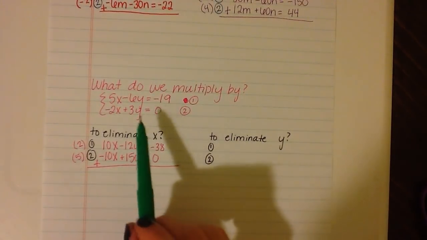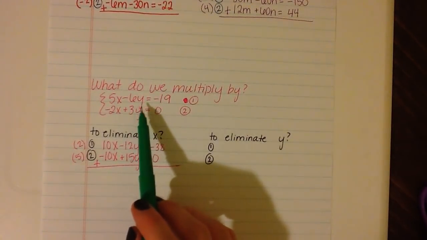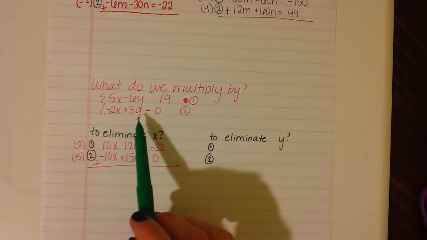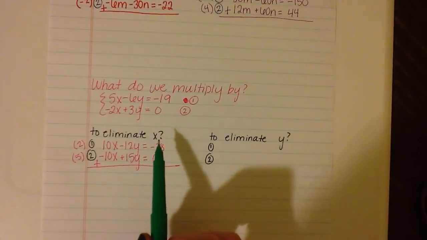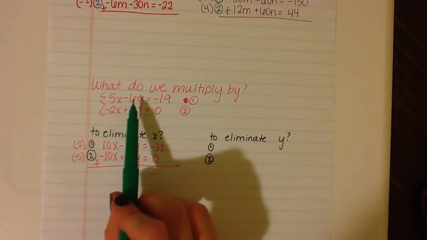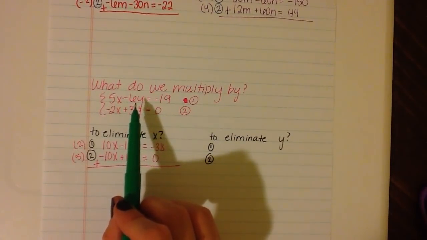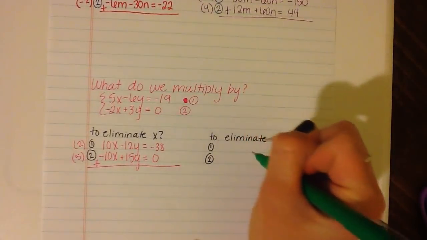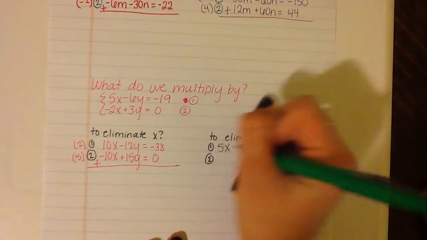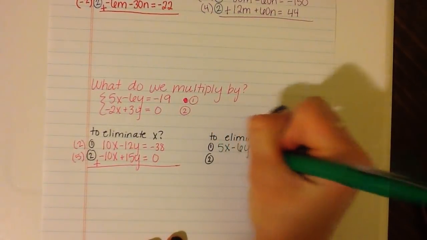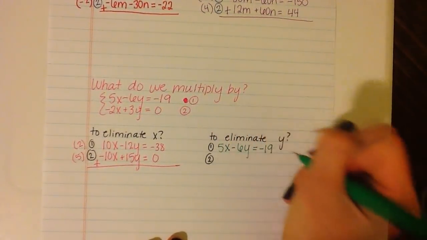Okay, so the y's. We have negative 6y and 3y. Our common multiple, let's go with 6. That will be the easiest. This is already negative 6, so let's keep it as negative 6. So the first equation, we're not going to multiply anything. We're going to keep it as is. So we're going to keep it as 5x minus 6y equals negative 19.